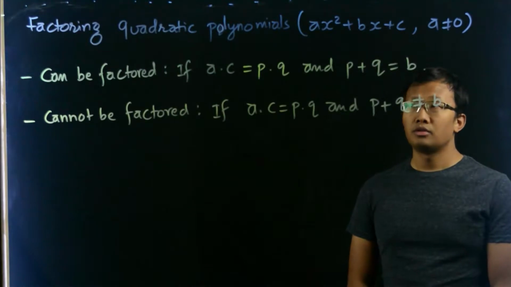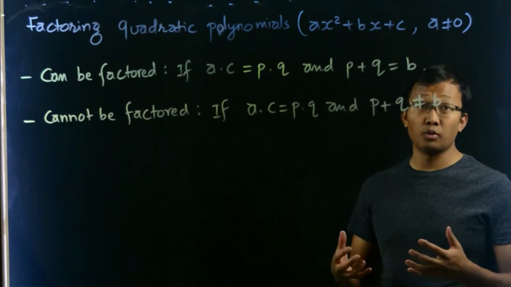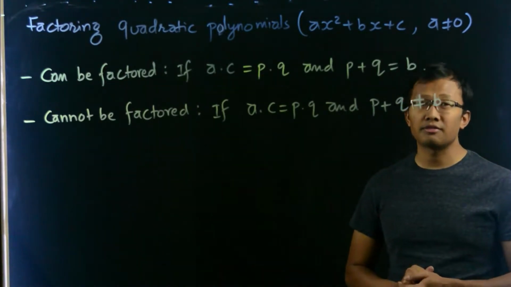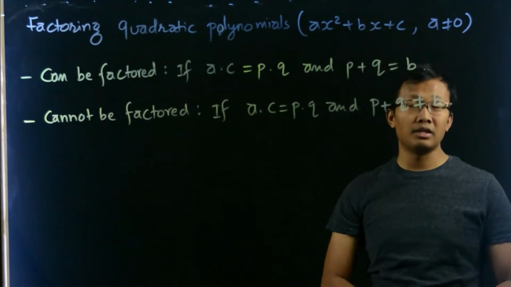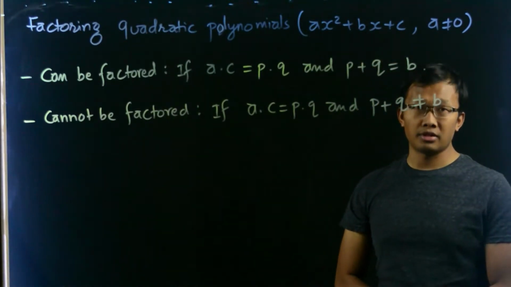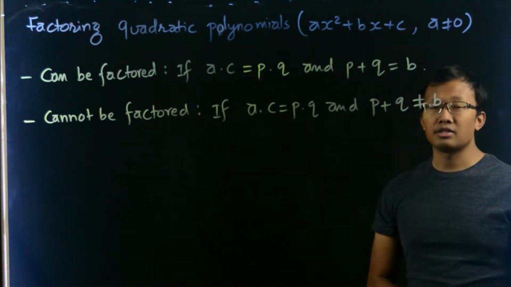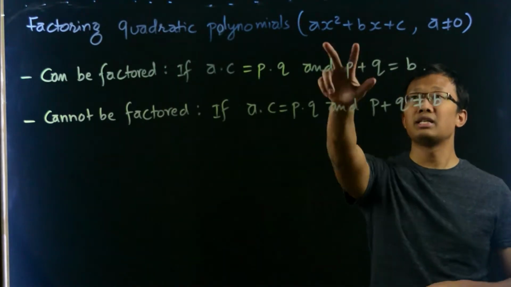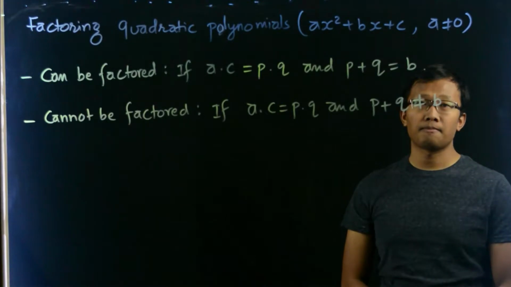Hello, today we'll be learning about how to factor a quadratic polynomial. We know that a quadratic polynomial is of the type ax² + bx + c, where the leading coefficient a is not equal to 0. By factorization, we mean that we are trying to split this quadratic polynomial into two binomials.